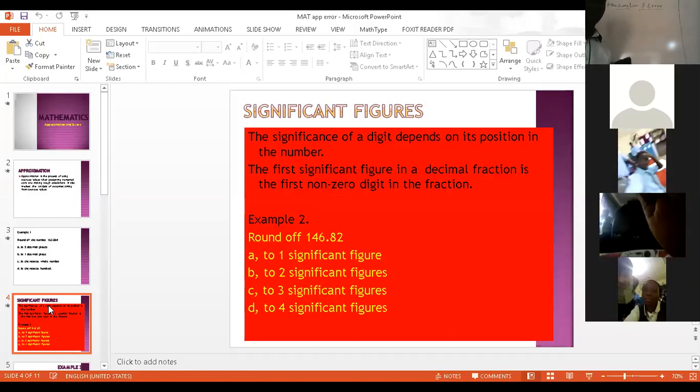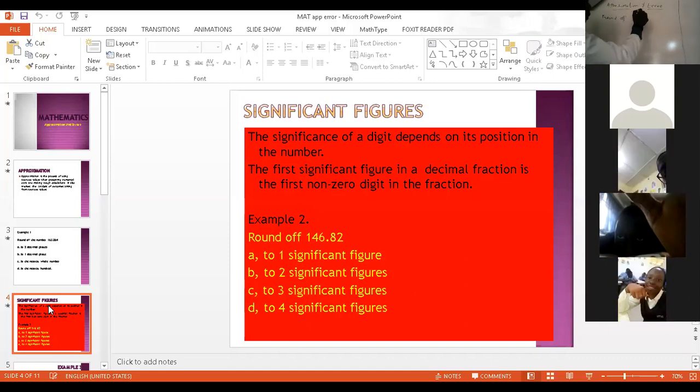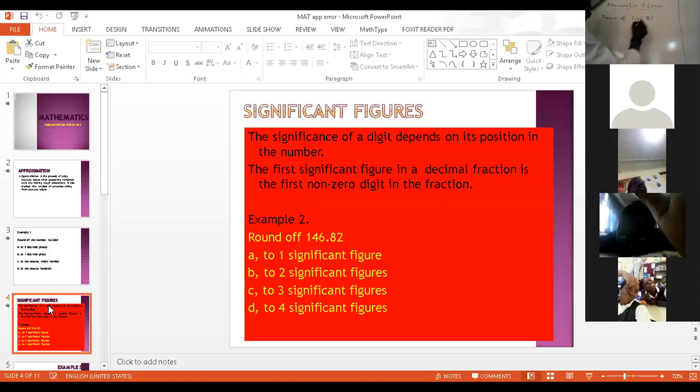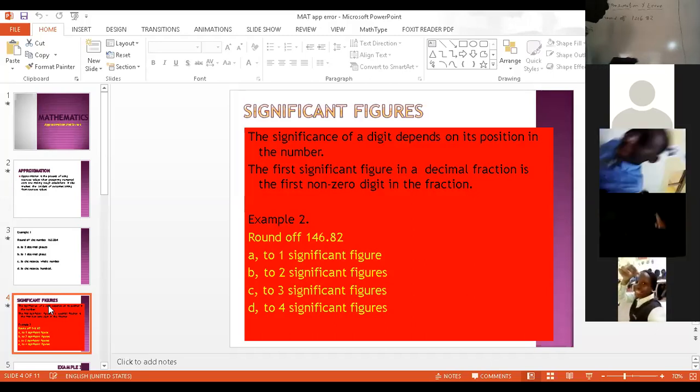Example 2 says you should round off 146.82 to one significant figure. What will that be?